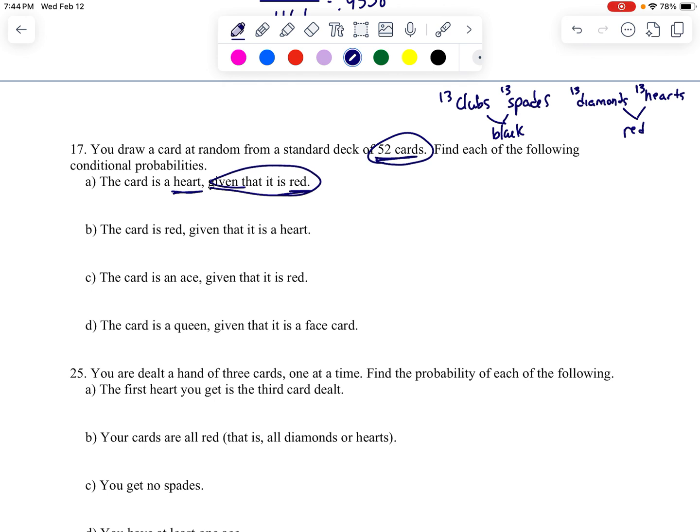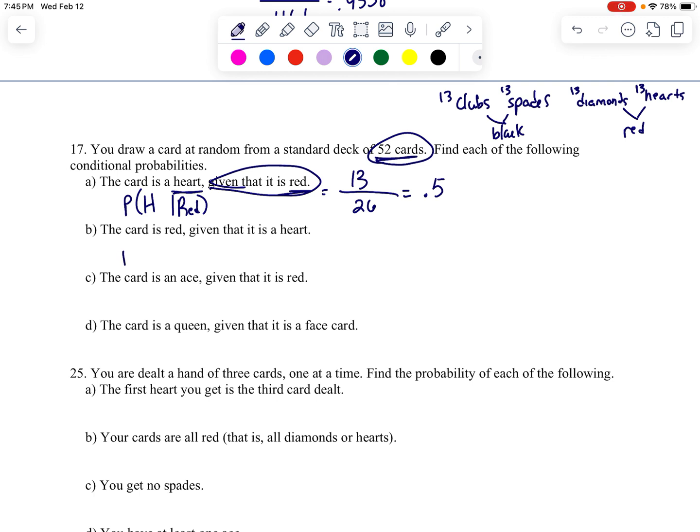Okay, so given that the card is red, okay, so I'm only worried about red cards. So how many red cards are there? So the condition, and we'll write this out. Given it is red, what is the likelihood that it is a heart? Okay, so we really only have to worry about how many red cards are there. Well, there's 26 red cards. How many of those are hearts? 13 of them are hearts, so that means this is going to be a 0.5.